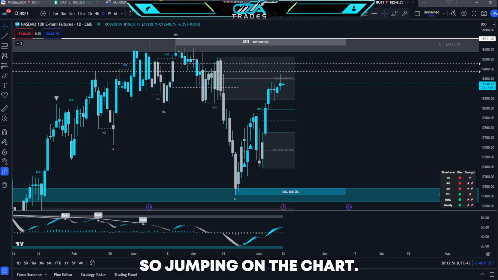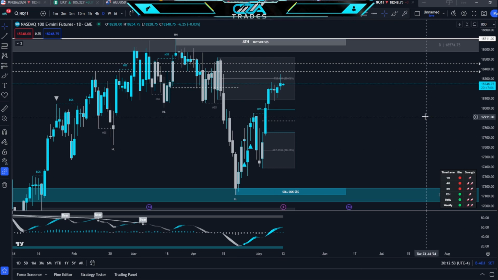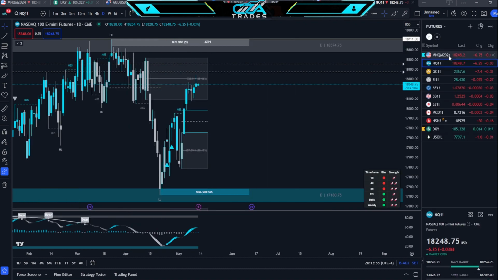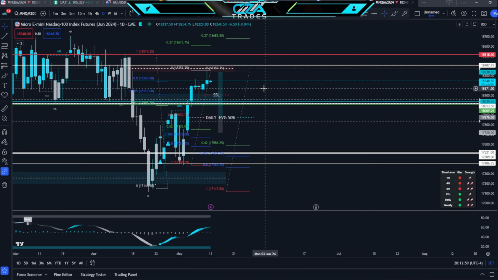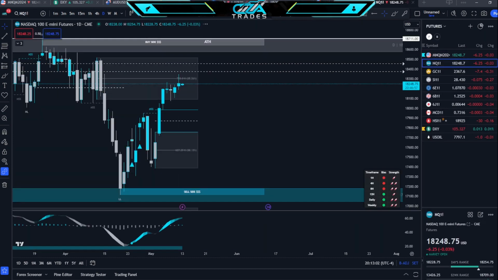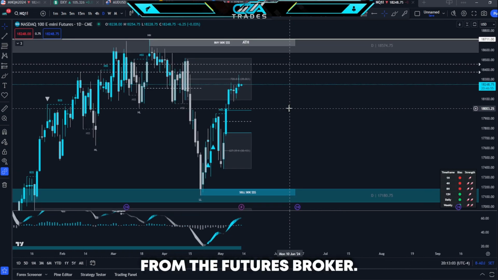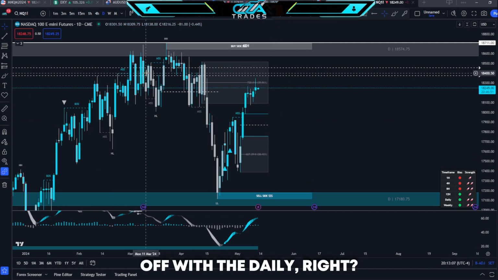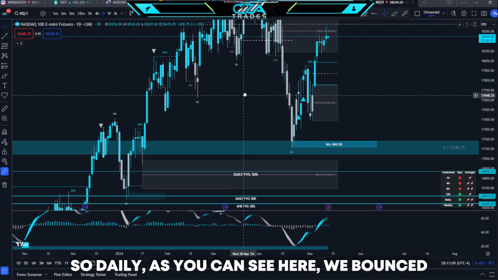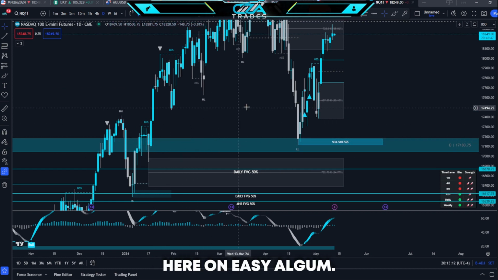So jumping on the charts, we're going to start with NASDAQ. The charts that I use for NASDAQ are on the CME, right? We have these directly from the futures broker, so you can see the data as it's supposed to be. We're going to start off with the daily. As you can see here, we bounced off this support level on EZAlgo.